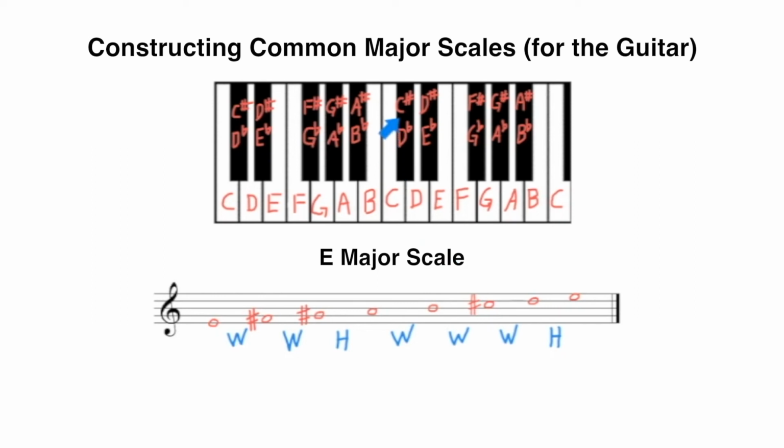From C sharp, we need another whole step. Looking at the piano, C sharp to D sharp gives us that whole step because C sharp to D is a half and D to D sharp is another half. And finally, we have a half step from D sharp to E. So this is the E major scale.